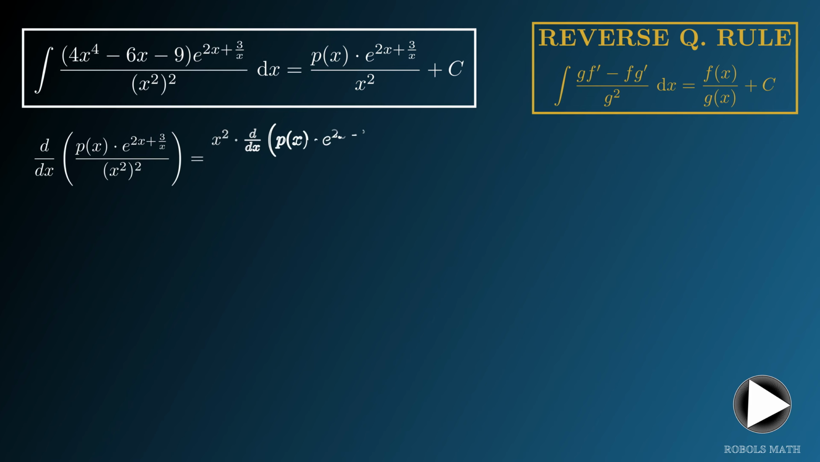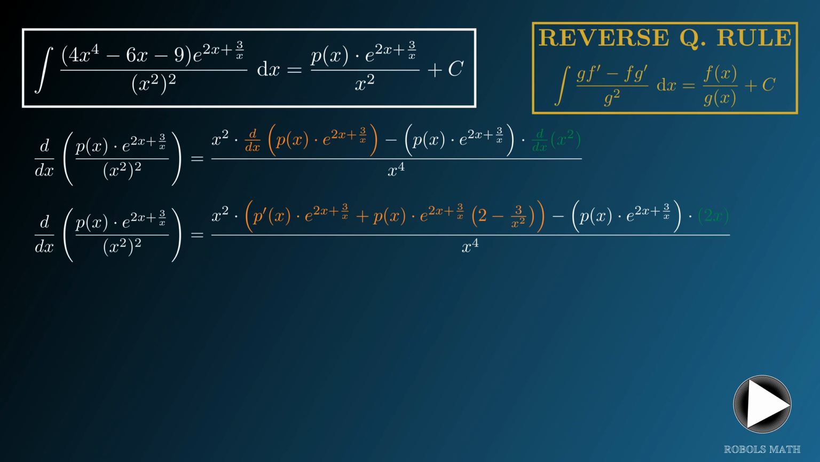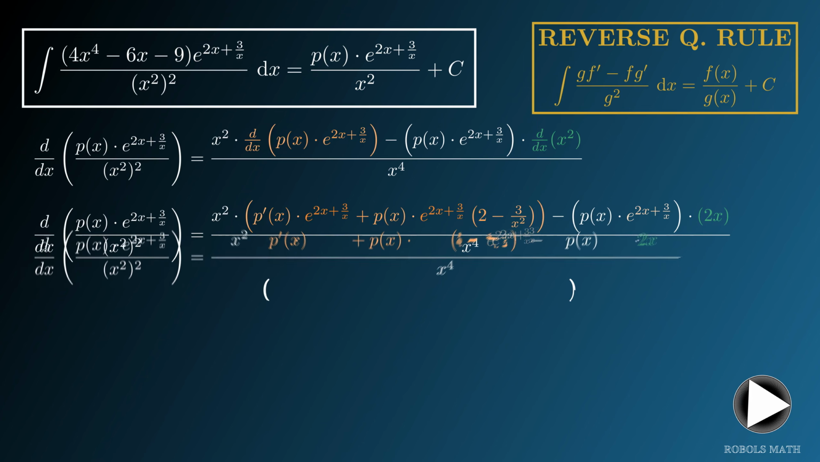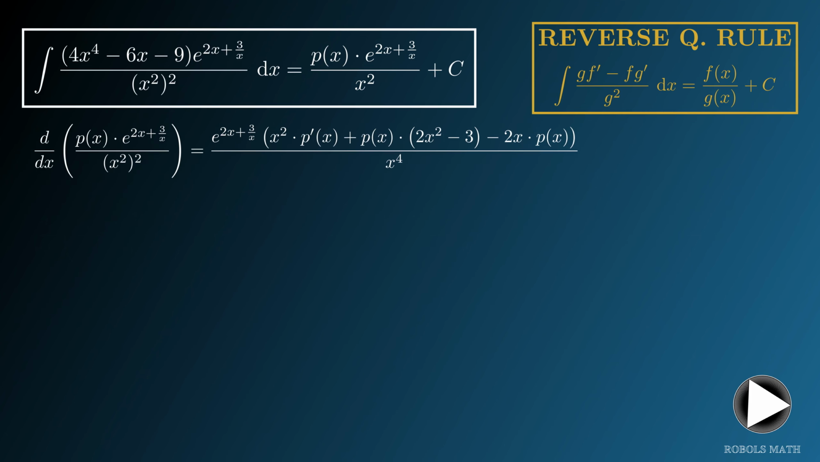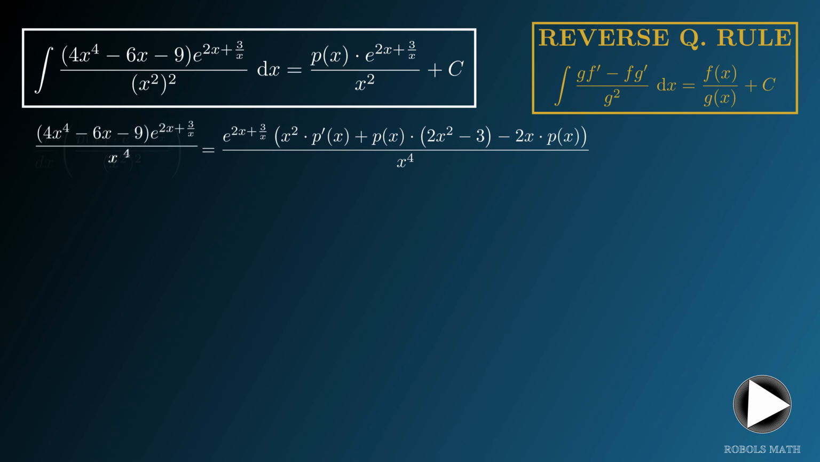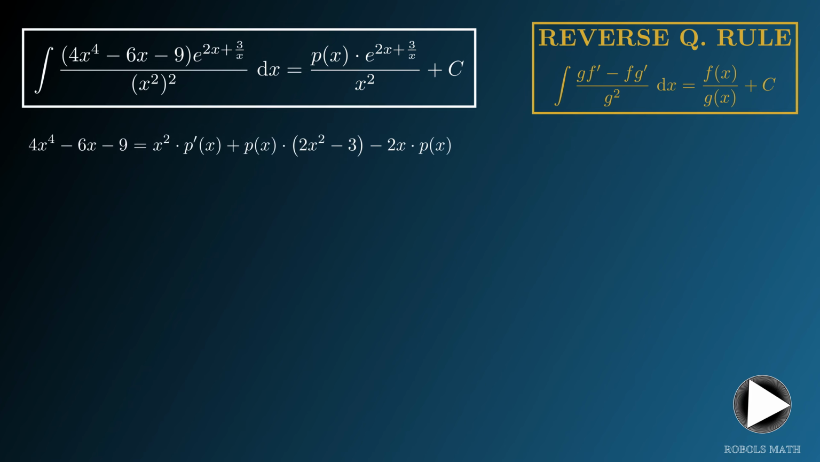Using the quotient rule, we get the derivative of this as shown. We then use further some other rules for differentiation, including the product rule and the chain rule. Note that we can factor out the exponential term. From our assumption, the left side here should be the integrand that we have. Next, we equate the numerators. We have already sorted out the exponential term, so we can just drop that and focus our attention to 4x to the fourth minus 6x minus 9 being equal to the bunch of terms on the right side. We can do some simplifications on the right side by regrouping the terms in favor of p' and p.